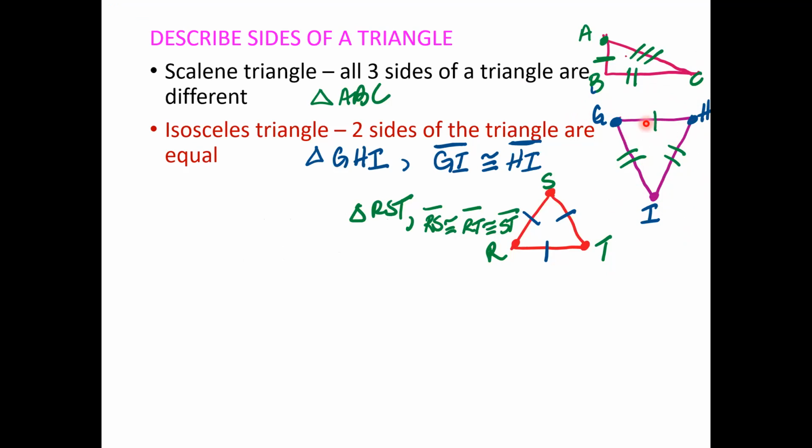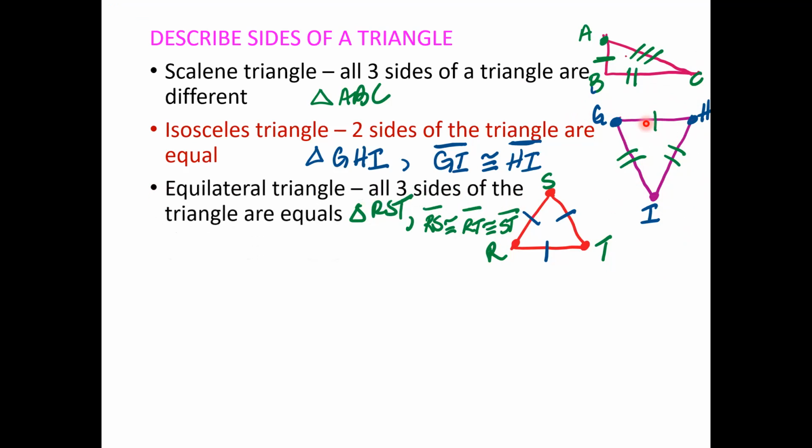When all three sides are the same, what would you describe it as? Starts with E. Equilateral. Equilateral is when all three sides are equal. Do you see how with RST, triangle RST, all three sides are equal? They have only one tick mark on all three sides.